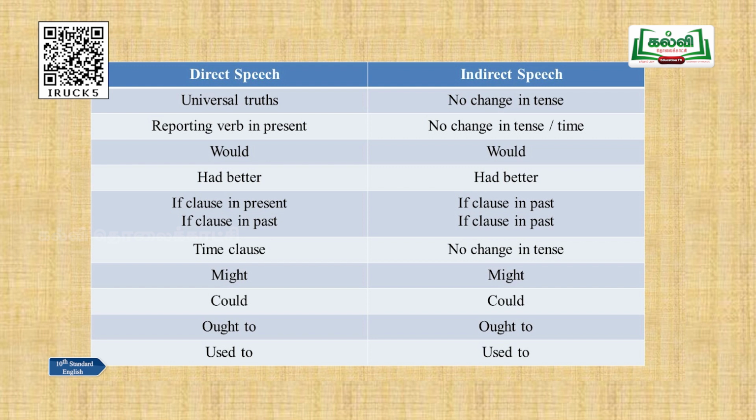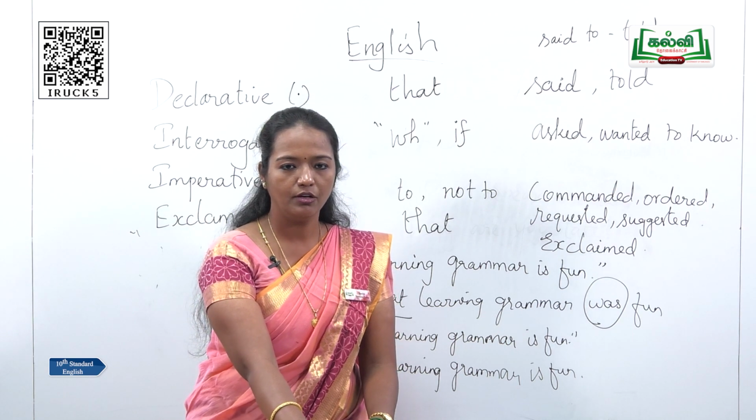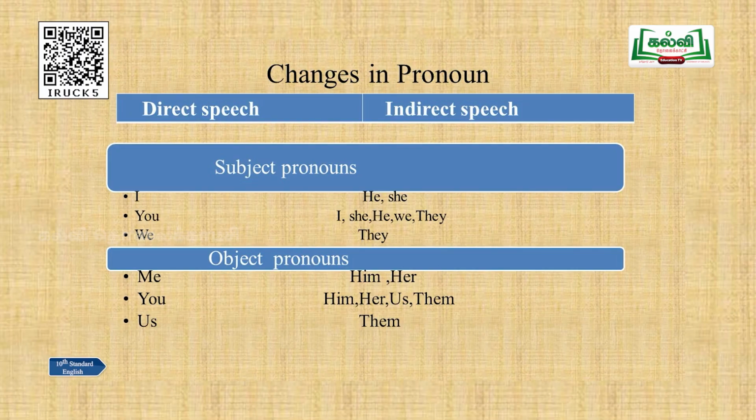Same only. Okay. So now are you clear with these, children? Now when you do it with the example, it will make sense to you. You will understand it better. Now there are also changes in the pronoun. If you have I as a subject, that becomes he or she according to the gender of the sentence. And if you have you, that becomes I, she, he or we or they, depending on the sentence that we have. And we becomes they if it is a subject pronoun. And when it is an object pronoun, me changes into him, her. You changes into him, her, us, them. And us changes into them.